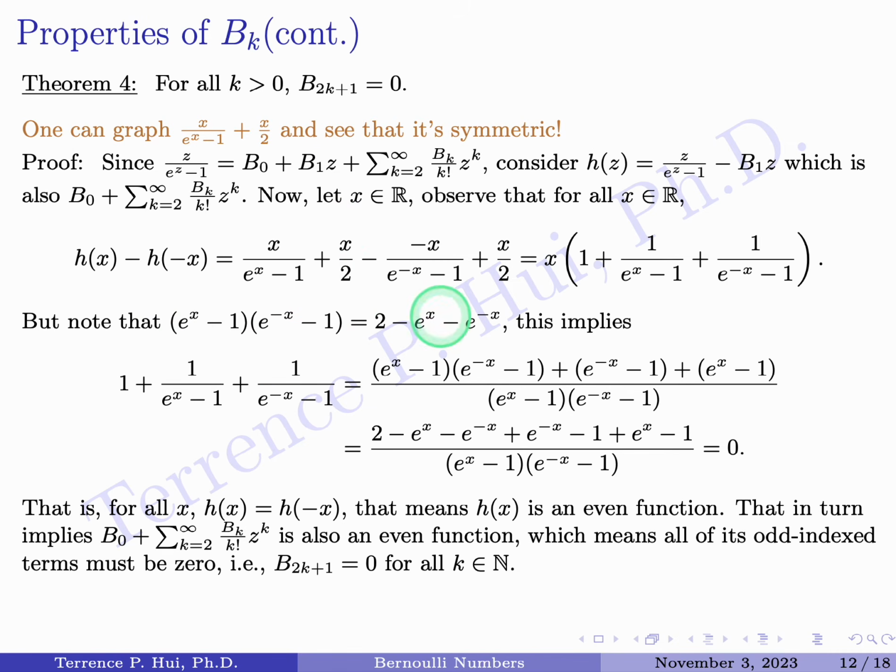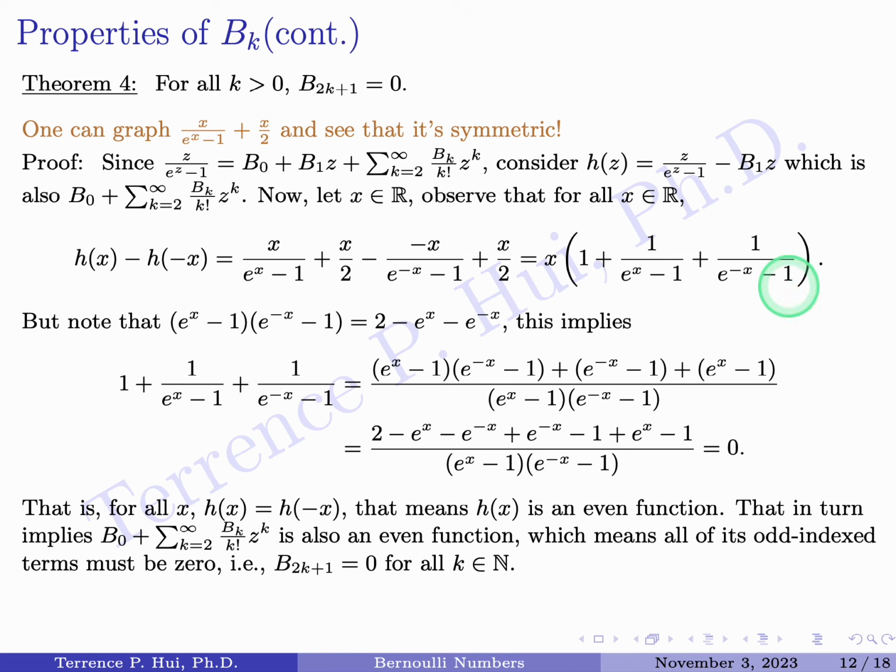What about h of minus x? You plug it in. Everywhere you see x, you put in negative x. You're going to get this: minus negative x over e to the minus x minus 1. Don't forget, minus of minus gives me a plus x over 2. x over 2 plus x over 2 is x. So this is x plus x over e to the x minus 1, minus, which gives me a plus, x over e to the minus x minus 1. I can factor x out. So this is the same as x times 1 plus 1 over e to the x minus 1 plus 1 over e to the minus x minus 1.